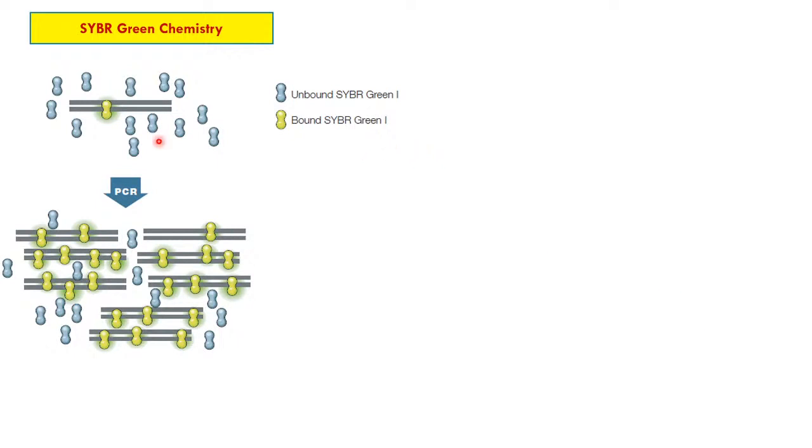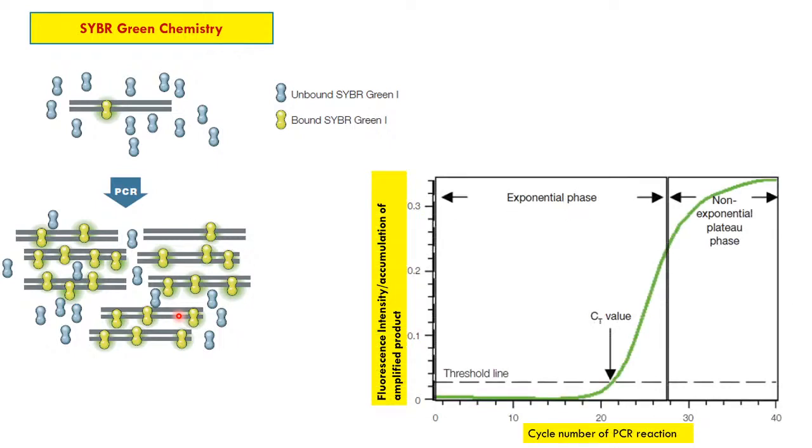So initially, for example, you are starting with one DNA molecule. To this one DNA molecule, the SYBR Green will bind, and after binding, it will give you green fluorescence. But with PCR, when the number of products increases, the number of copies increases, more and more SYBR Green is binding to the product and the amount of fluorescence is increasing. So you can see that initially the binding of SYBR Green is less, then slowly increasing, crossing the threshold line and suddenly going up.